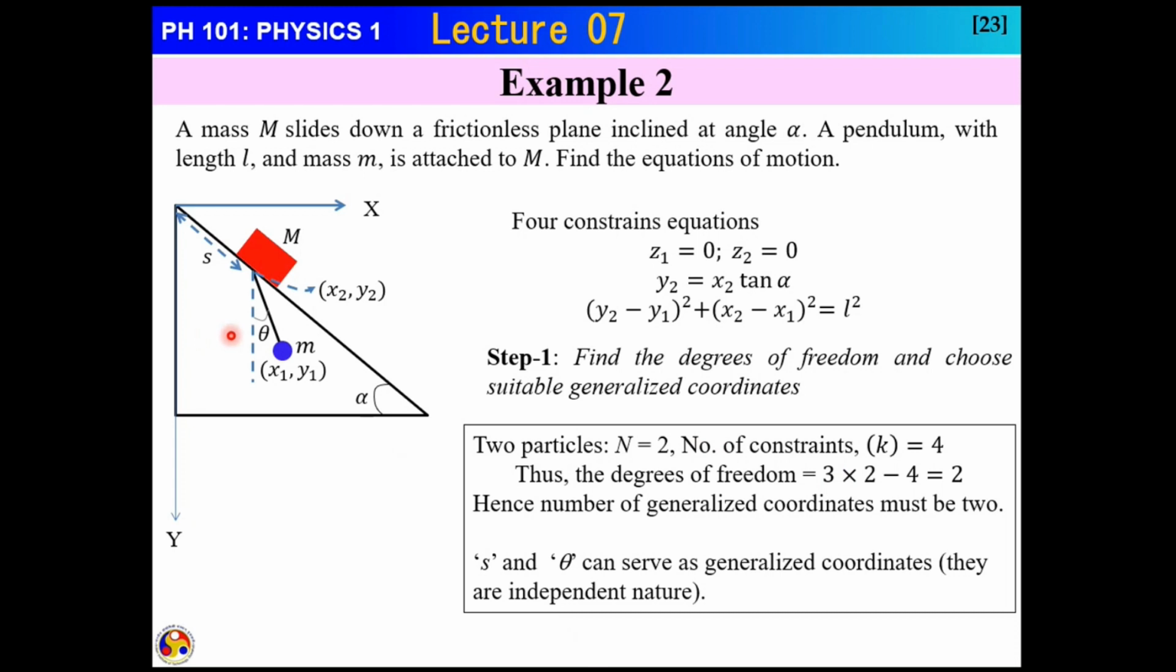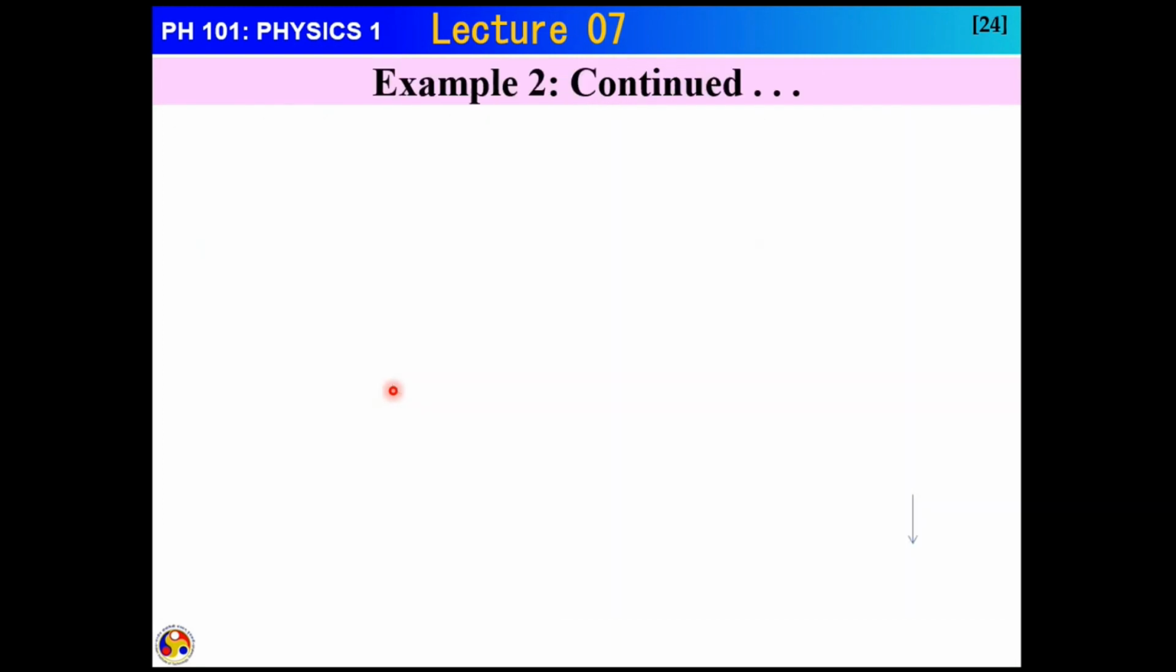Now you choose the generalized coordinates. I'm choosing the generalized coordinates, defining the origin here and the axes like this. So S and theta are the generalized coordinates. You can define other coordinate systems also, as we discussed in the previous class, that you can have different generalized coordinates, not a problem. But the total number of generalized coordinates should be 2.